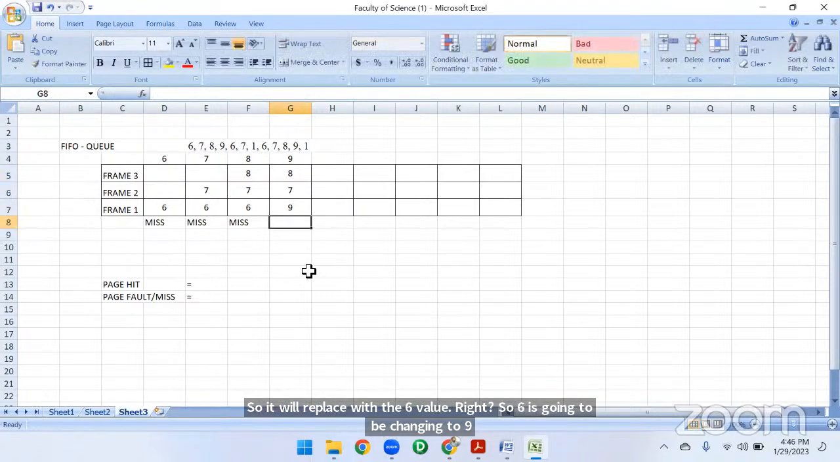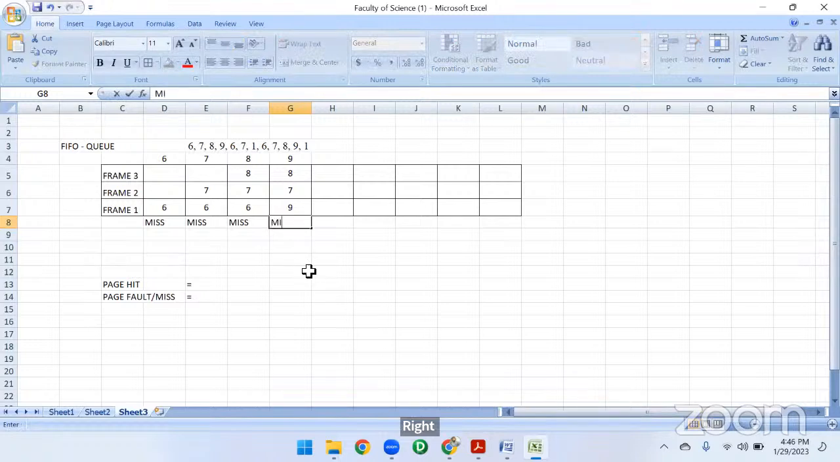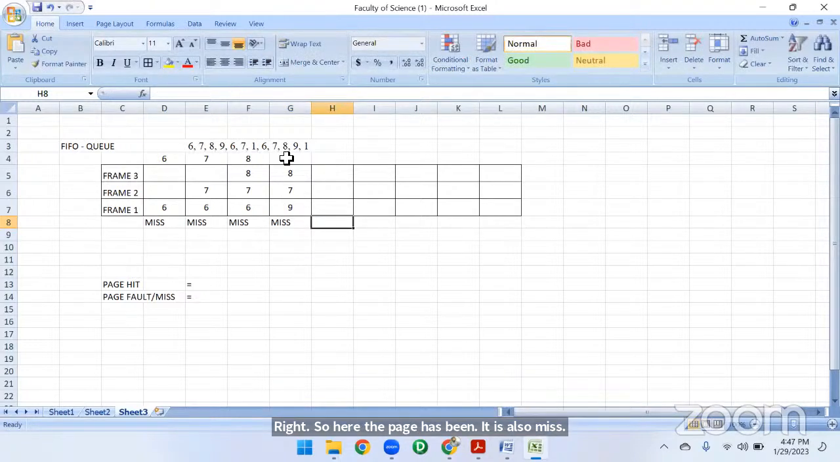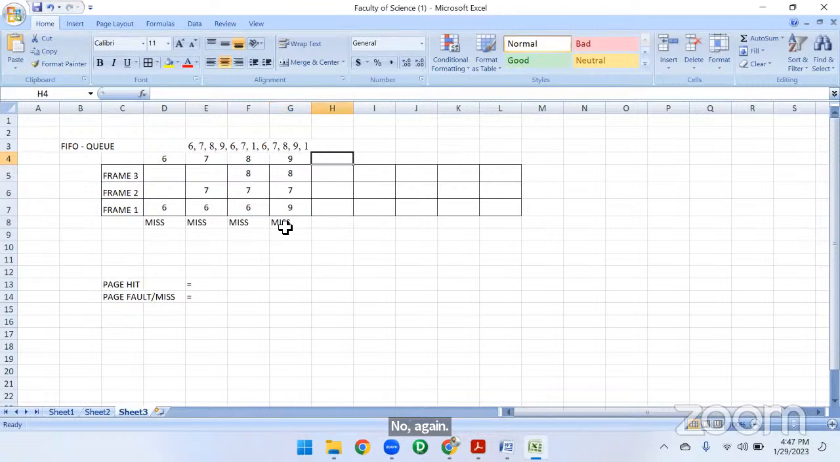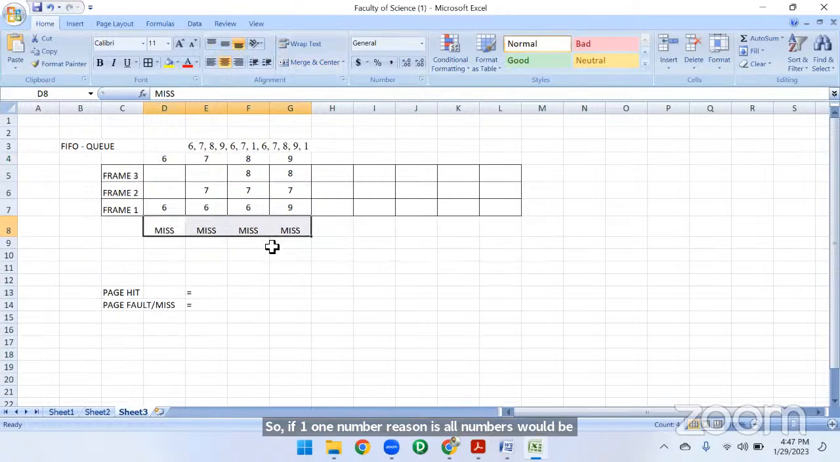Right. So here the page is also a miss. Why? Because we don't have any page with number 9 in this memory. We don't have a page with 9, right? Now again, let's see. Sir, if one number is a miss, would all numbers be a miss? No, not one number is missed.